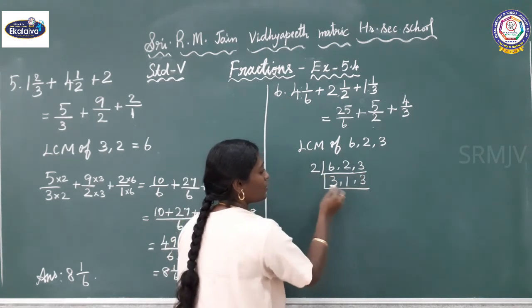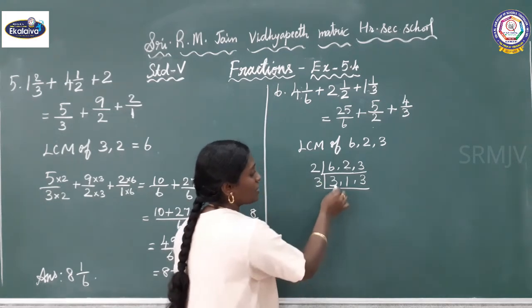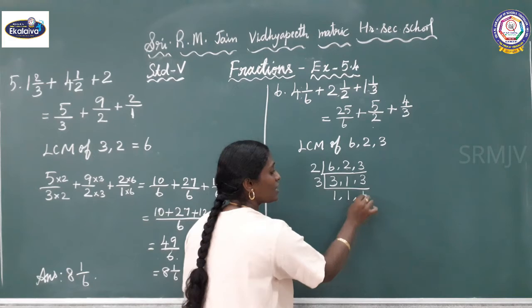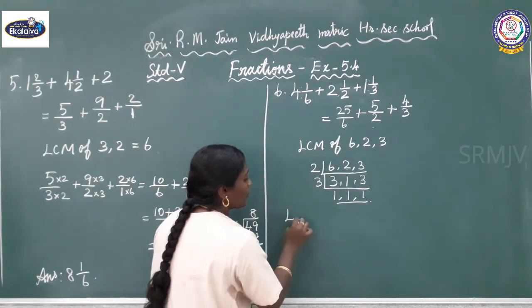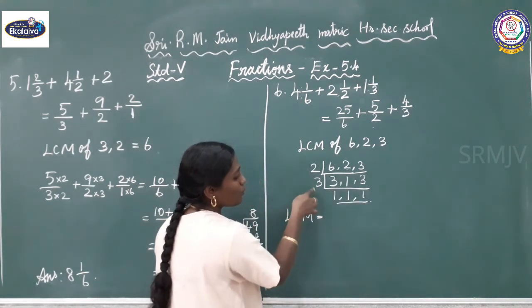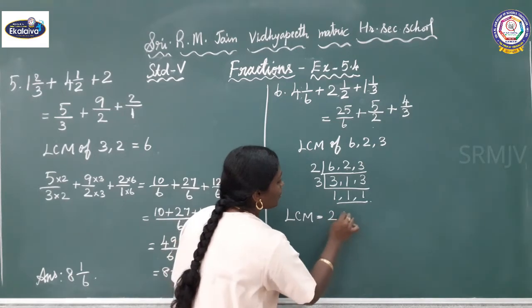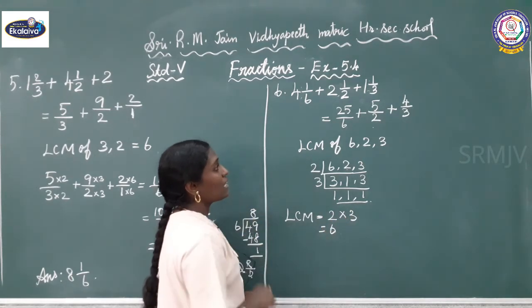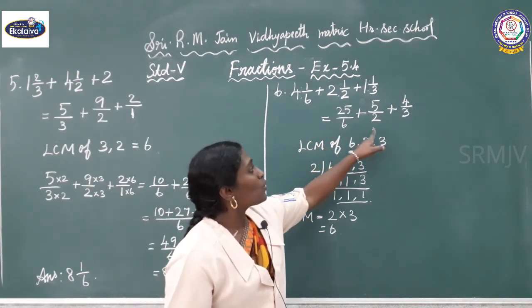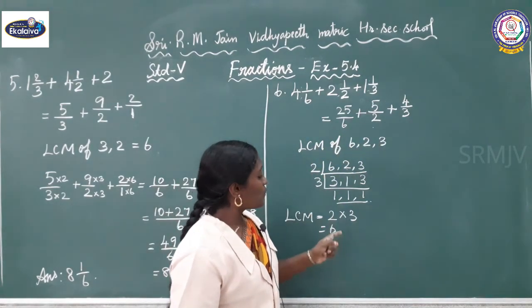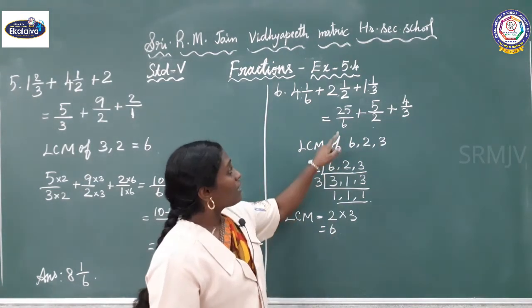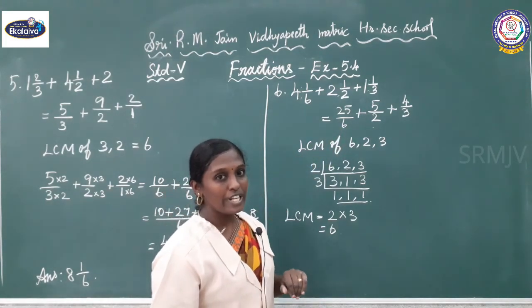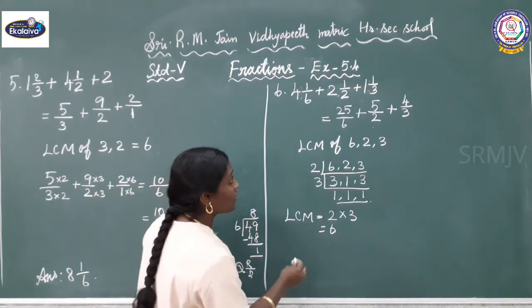Now we are going to divide by 3. 3 divided by 3 is 1. Here 1. Here 3 divided by 3 is 1. Now to find the LCM, we have to multiply the numbers 2 into 3. That is 6. So 6 is the LCM. Now we have to convert the fractions to the denominator 6. Already in the first fraction the denominator is 6. So no need to convert the first fraction.